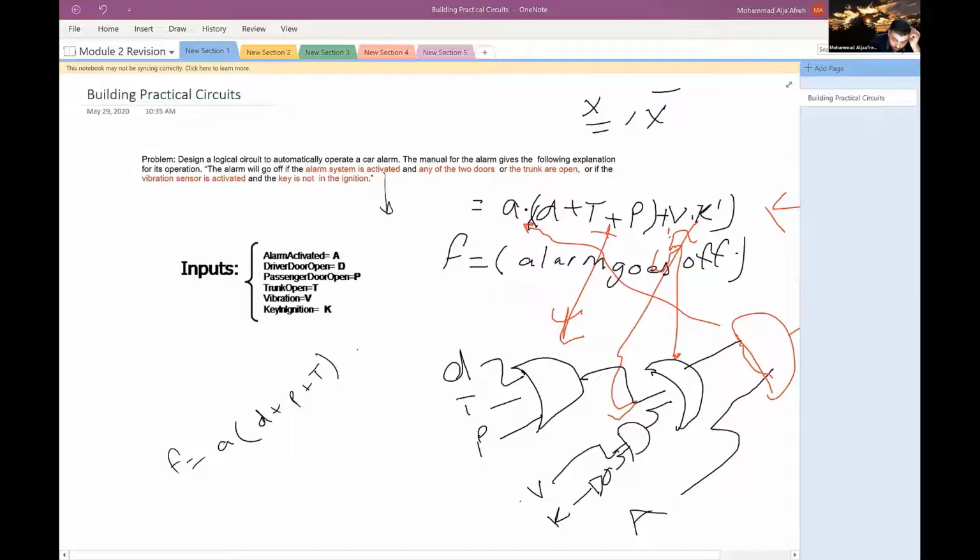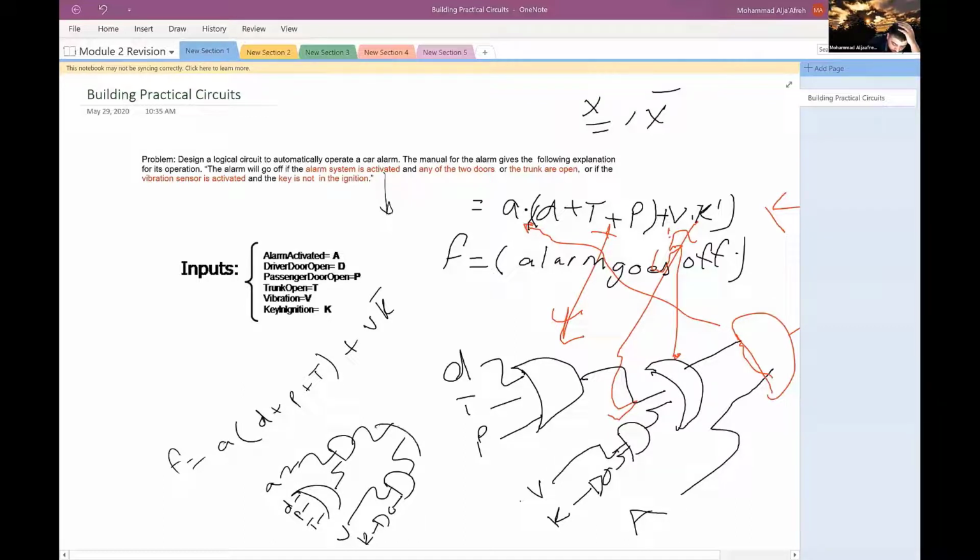And we have or, if the vibrator sensor is activated, V, and the key is not at the ignition, K prime, okay? So with that being said, the way to implement it, A, ANDed with, I have here to have an OR with DPT, okay? So those are OR, and this is an AND, okay? And I have here V, and K has to be inverted. Here, this is another AND, okay, and the end I will have an OR. Perfect. Okay.